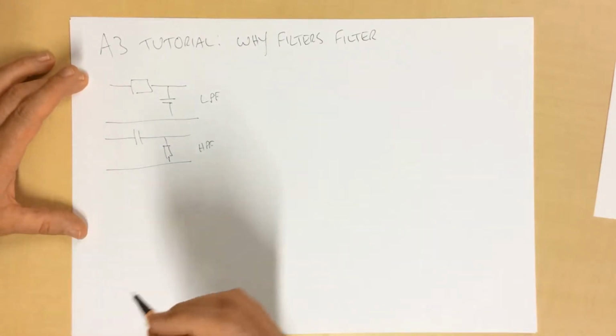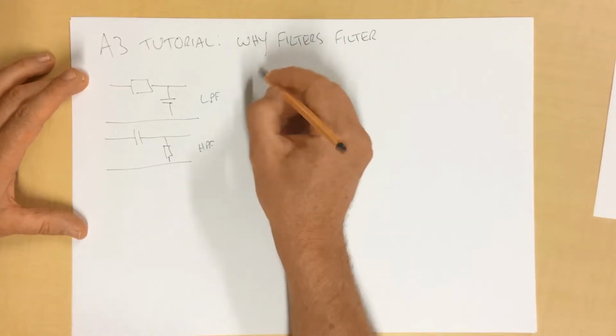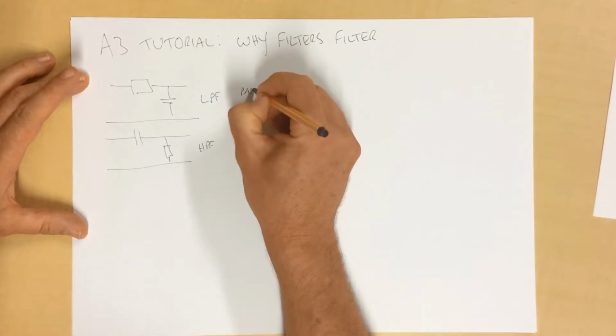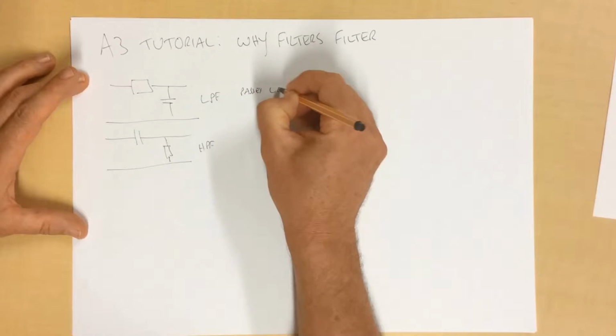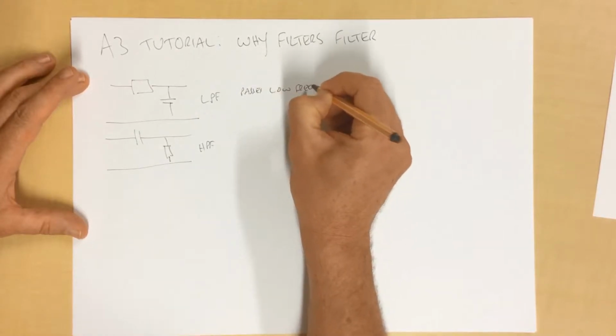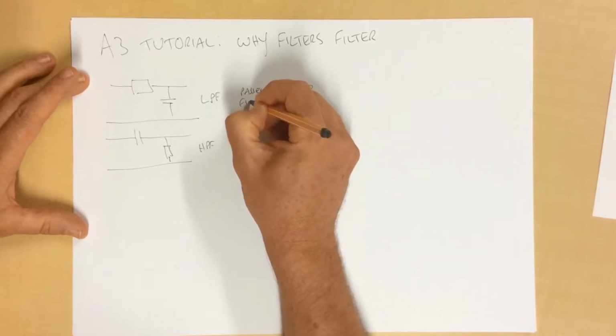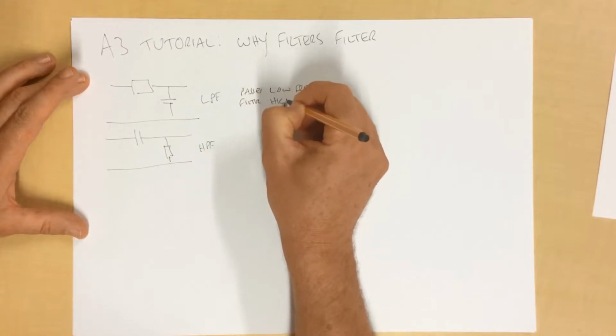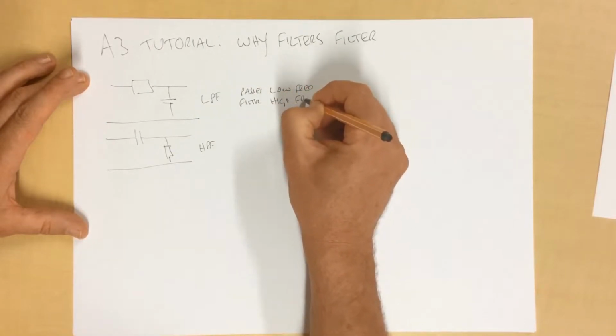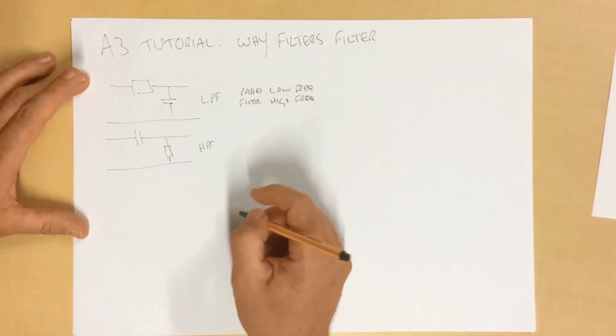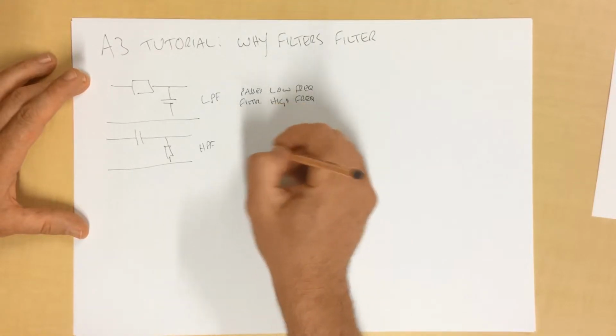Now, a low-pass filter passes low frequencies and it filters out high frequencies. And the high-pass filter does the exact opposite.